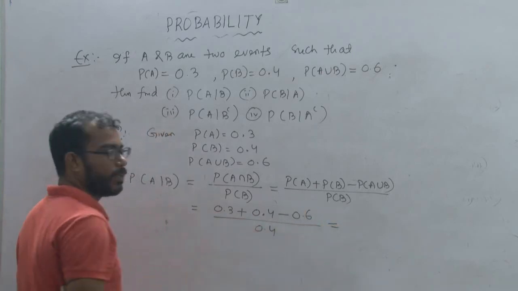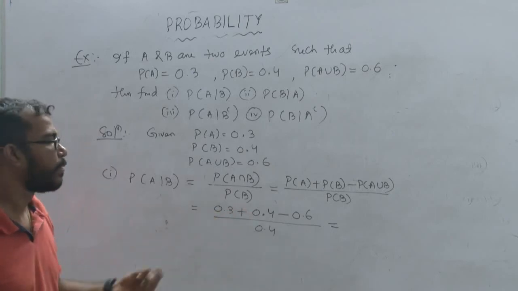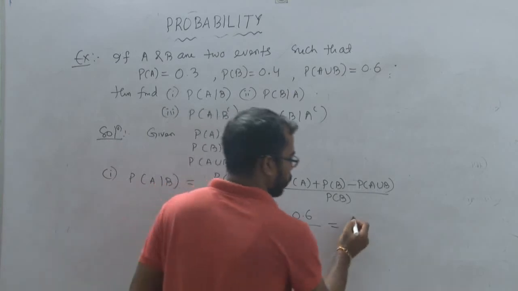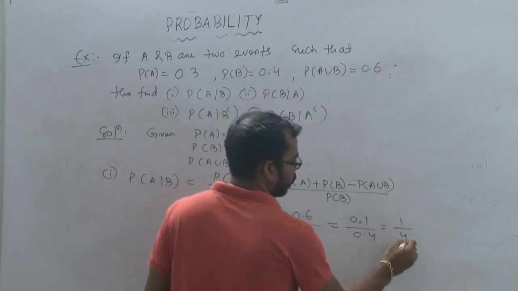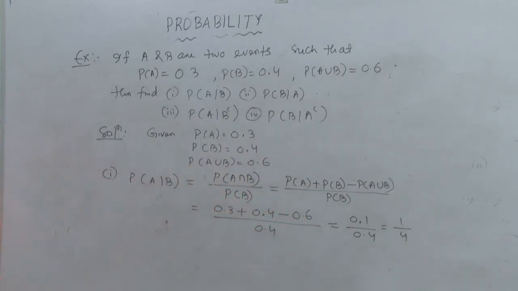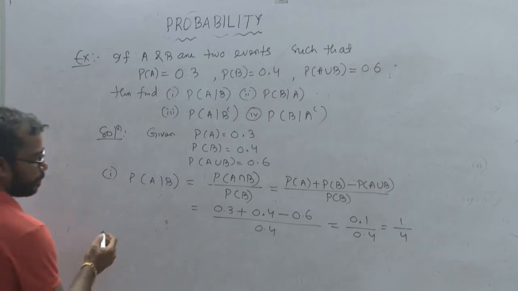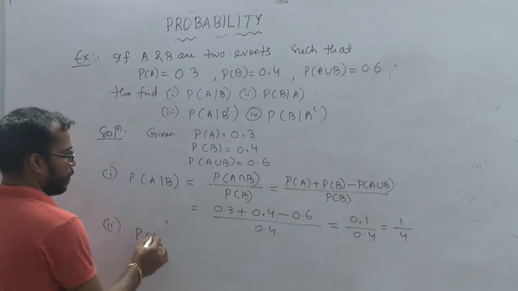So here if we calculate these values, 0.3 plus 0.4 is 0.7, minus 0.6 is 0.1, by 0.4, or you can write here 1 by 4. So this is the solution of first bit. Okay, next proceed to question number 2, that is probability of B by A.